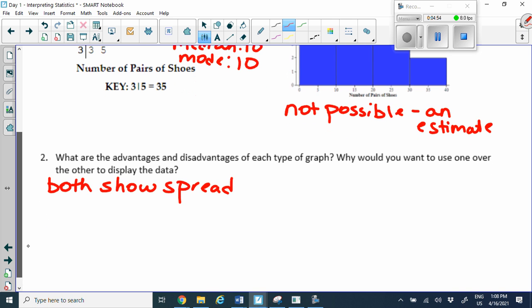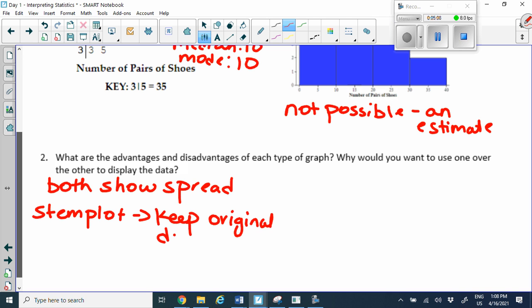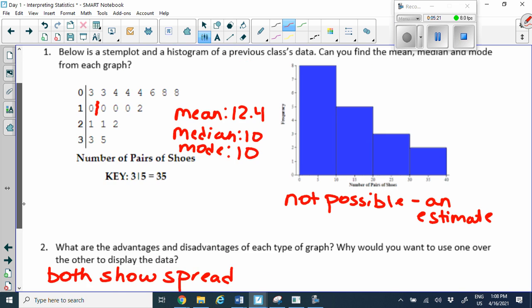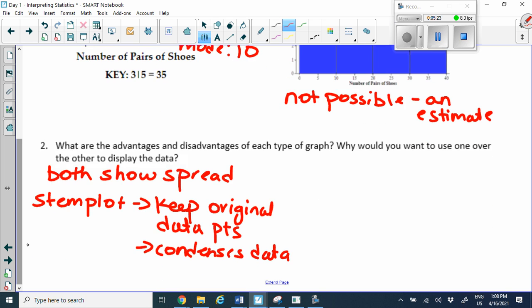Now with the stem plot, the nice thing is it keeps the original data points. As I said, it actually condenses the data. That's kind of a nice thing as well. And you can find the mean, median, mode, range, everything that you need to have.